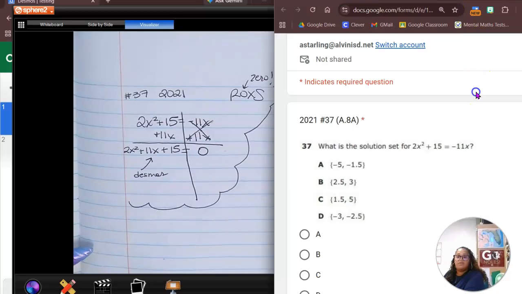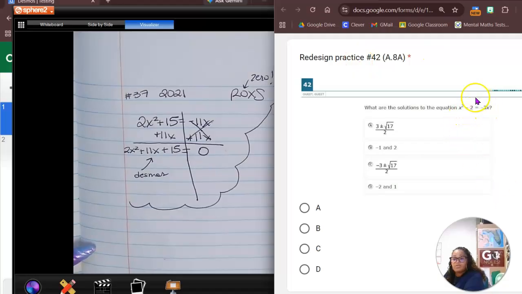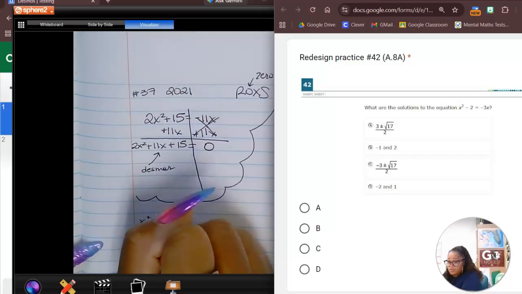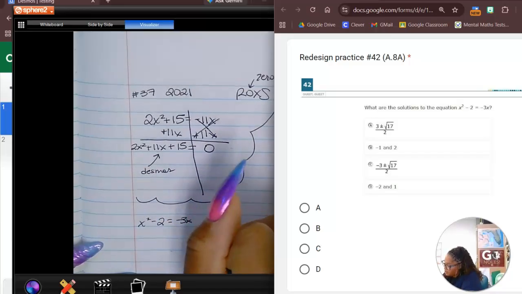Next question. What are the solutions to the equation? This is the same kind of setup. X squared minus 2 equals negative 3x. And this is question number 42.